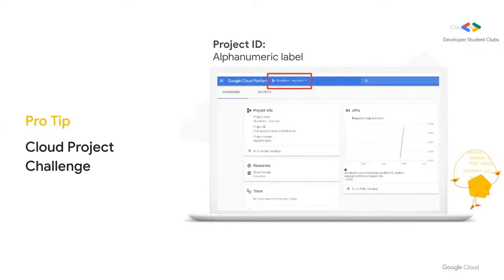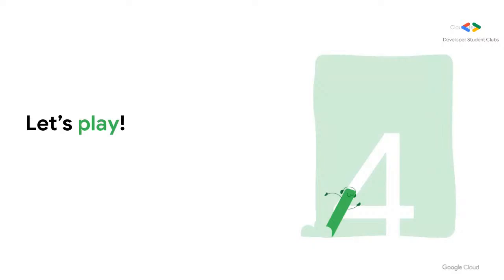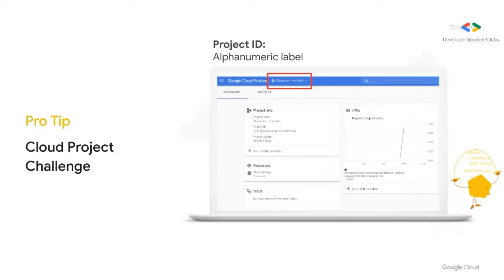Last minute pro tip, make sure the project ID is the correct one that matches the lab that you're currently working on. That's the alphanumeric label you need to copy into the verification field to validate your project. We should definitely try to get started, and I will explain how the game works.